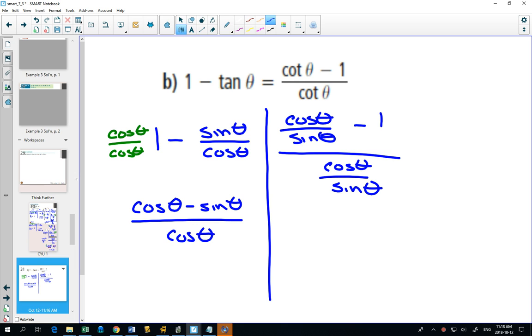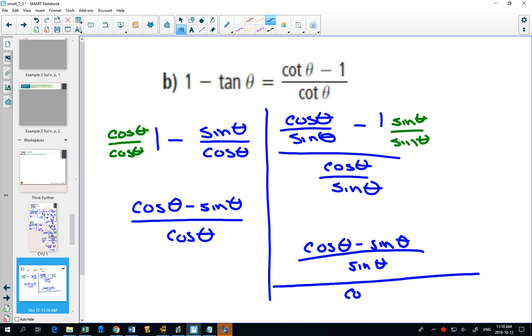Now I'm going to do the same thing on my right-hand side. Get a single fraction. On the top, I don't have a common denominator yet. I don't have a single fraction in my numerator, so I'm going to multiply this 1 by sine theta over sine theta. Then on the top of my fraction, I will get cos theta minus sine theta all over sine theta.